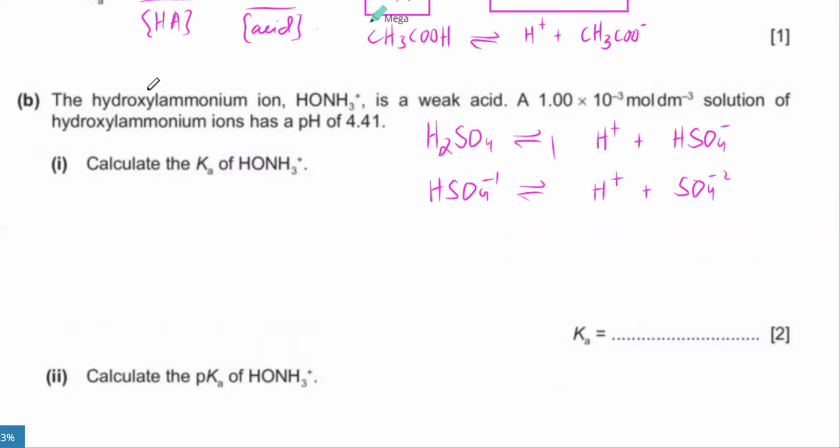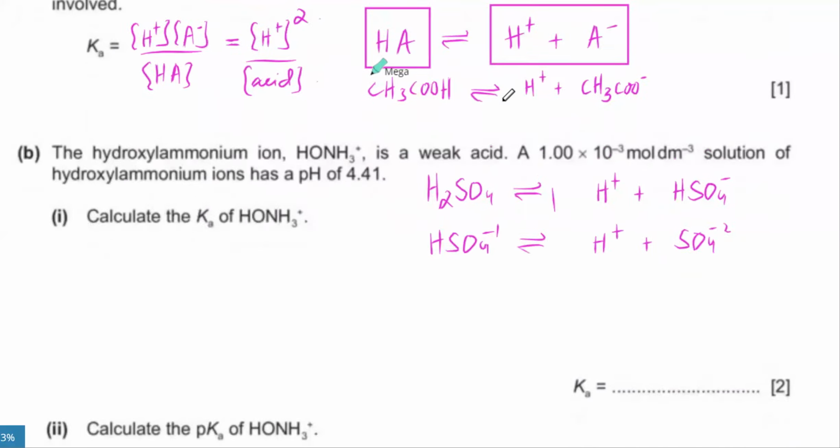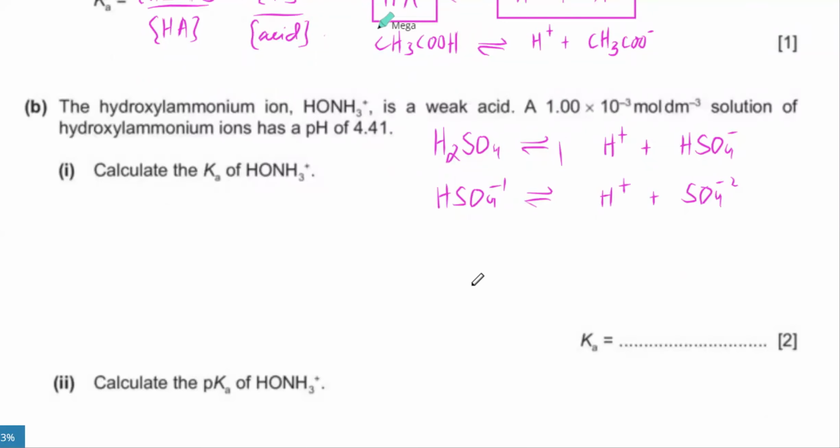He's saying that there's hydroxyl ammonium ion. I don't know what that is, but he's saying it's a weak acid, so it's probably going to dissociate in this way. They're not asking for the equation, but it's probably going to dissociate in the same way. It's going to release an H+1 ion, but the K expression would be exactly the same. So he's asking you to calculate K.